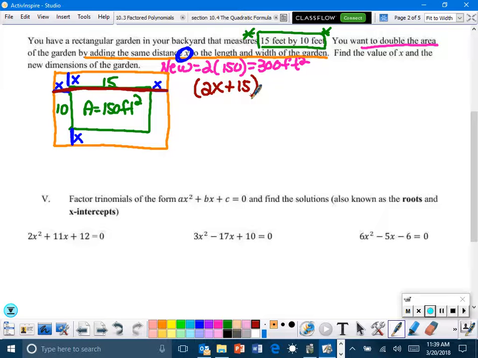Okay, I'm going to do the same thing with the width of the garden. So the width of the garden I'm drawing in purple. I have 2x again, and the original is 10. So the new width of the garden is 2x plus 10. And I know when I multiply those two together, the length and the width, it equals the new area, which is 300.